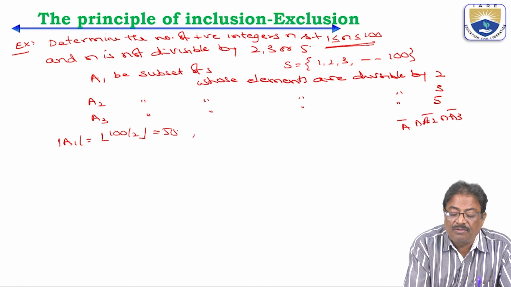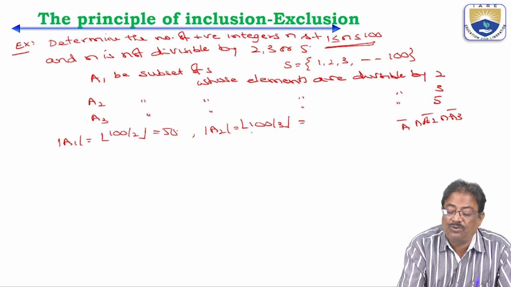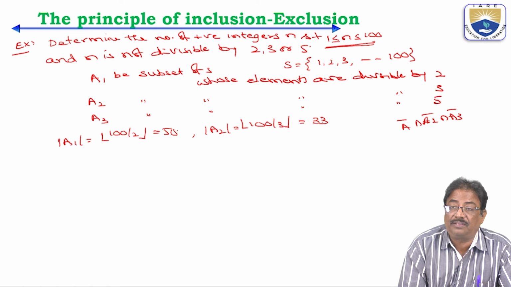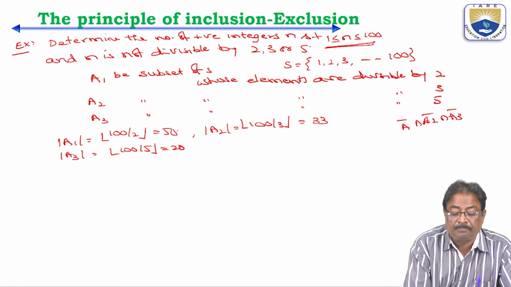And similarly, for A2, the cardinality of A2 is 100 divided by 3. So that is 33.33, and we are going to take the floor function, so it is 33 only. And then A3, cardinality is 5, so 100 divided by 5, subsequently we are getting 20.